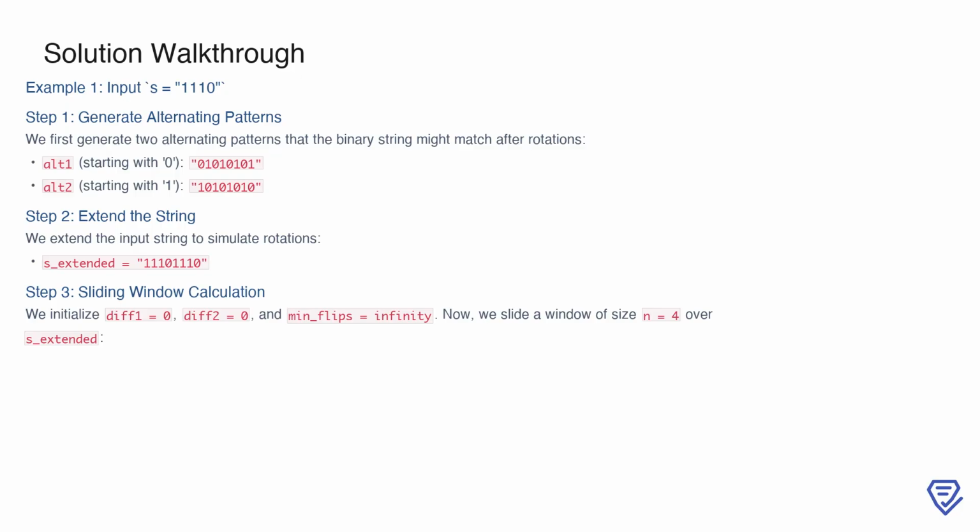For the input s equals 1110, the extended version is s_extended equals 11101110. Next, we use a sliding window of size n equals 4, the length of the original string, to calculate the minimum number of flips needed. We initialize variables diff1 and diff2 to track mismatches against alt1 and alt2 respectively, and set min_flips to infinity. These initializations allow us to efficiently calculate the mismatches as we slide the window across the extended string.